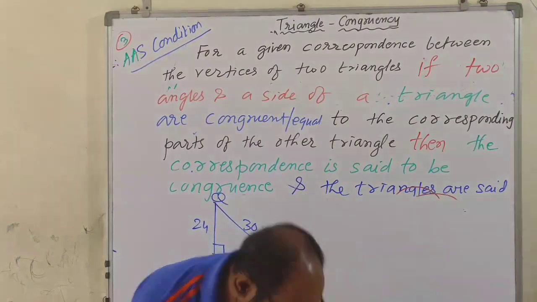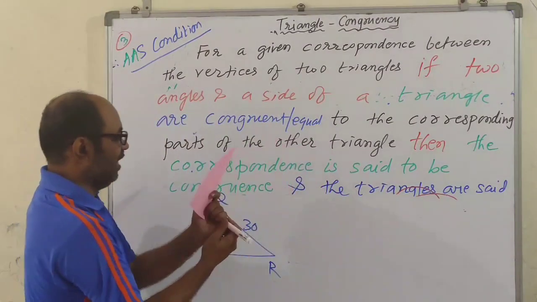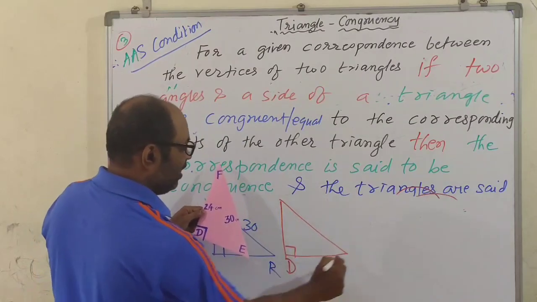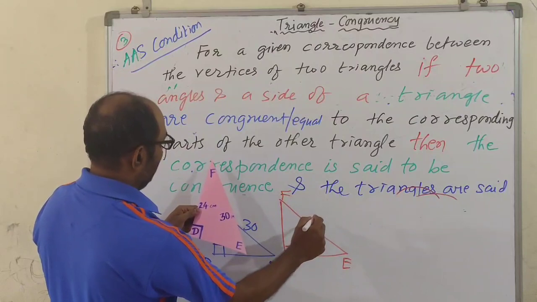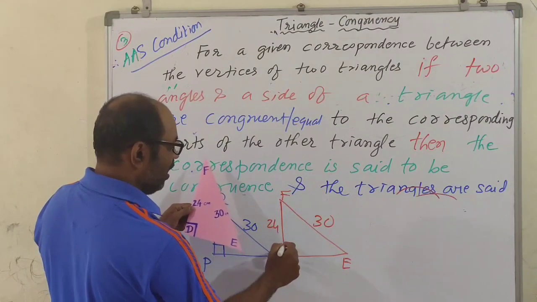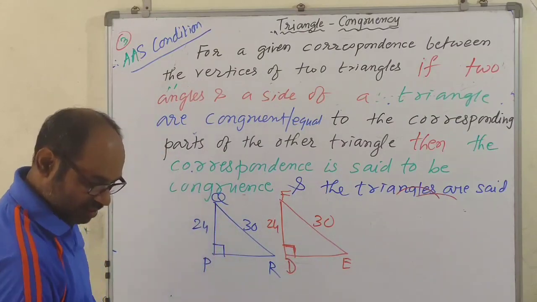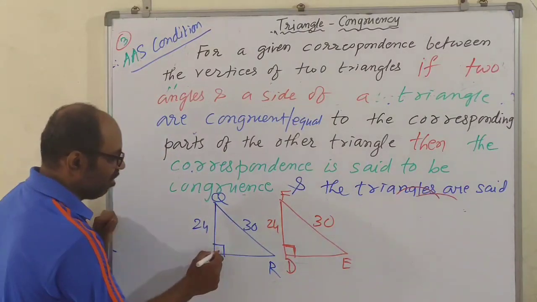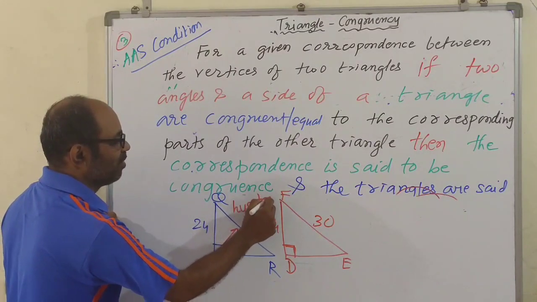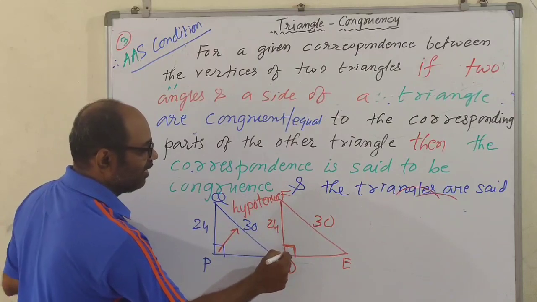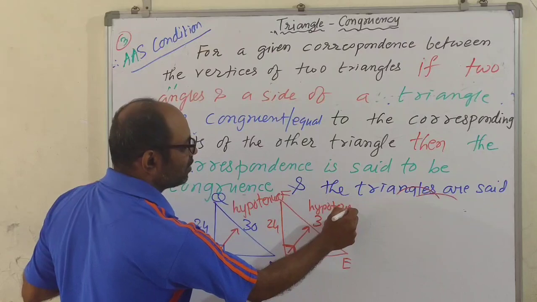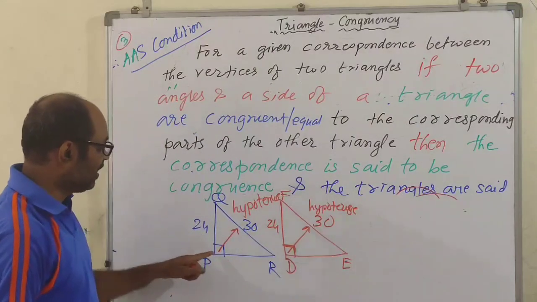There is another triangle, children, which is also a right angled triangle. The name of this triangle is DEF. FE is 30, DF is 24, and this D is a right angle. Children, do you know what the side opposite to the right angle is called? Hypotenuse. Do you remember? Angle D is the right angle, the side opposite to it is the hypotenuse. Alright. So which condition?